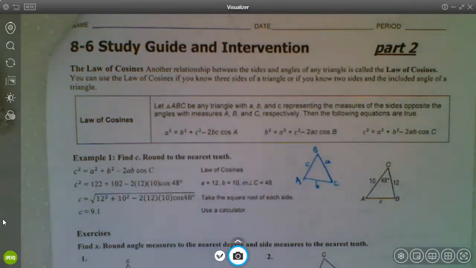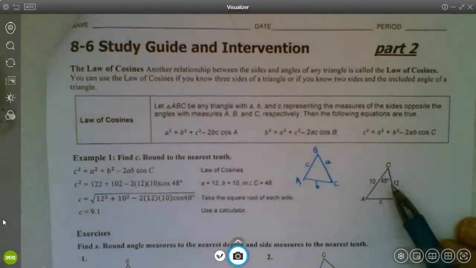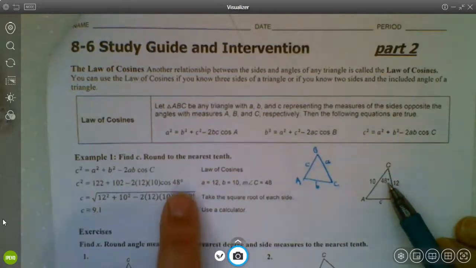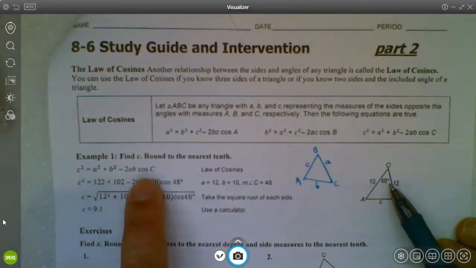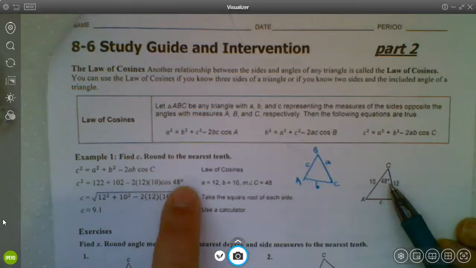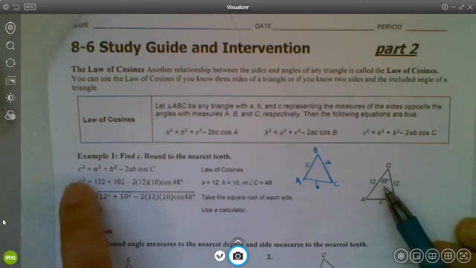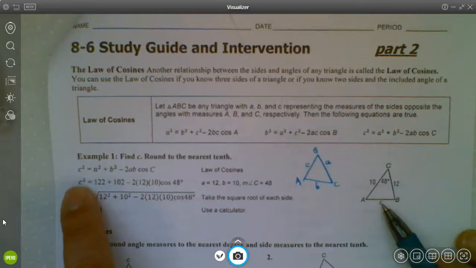So here's what they did with this one. They were working with this angle right here. That was their 48 degrees, so that went into the equation for the angle. The rest of these numbers are all side lengths. Once you get the angle figured out right here, the rest is side lengths. Again, this now needs to be the side across from that angle, so that's why they put c squared over there.